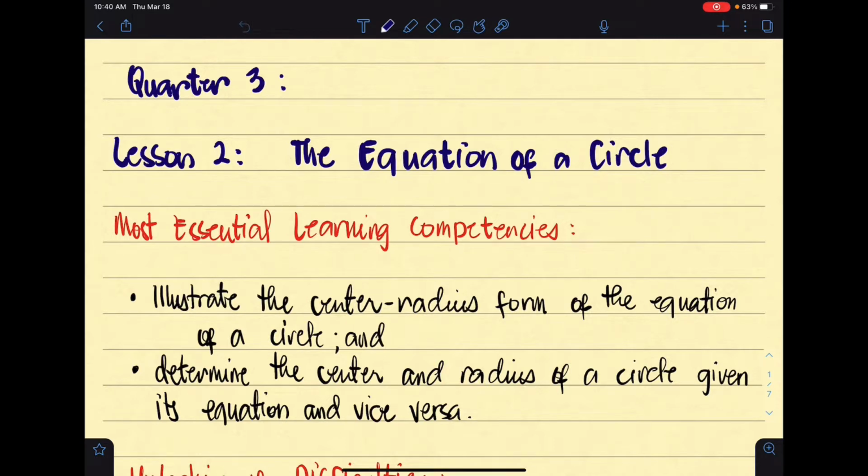This time I'm welcoming you all to this very exciting lesson on the equation of a circle. Before we proceed to the meat of our discussion, let me introduce to you the most essential learning competencies for the day. First, illustrating the center-radius form of the equation of a circle, and second, determining the center and the radius of a circle given its equation and vice versa.